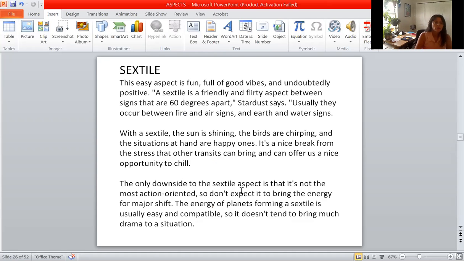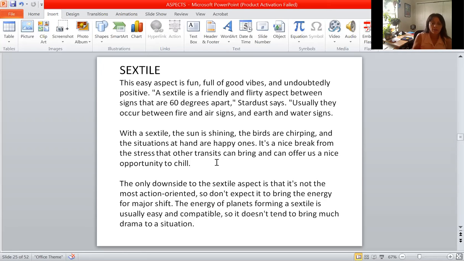All right, so sextile. It's a friendly, flirty aspect that's 60 degrees apart. Usually they occur between fire and air signs and earth and water signs. With the sextile, the sun is shining, the birds are chirping, a happy situation at hand. It's a nice break from other stressful transits and can bring us a nice opportunity to chill. The only downside to this aspect is that it's not very action oriented. So don't expect it to bring the energy of a major shift. It's just kind of a calm energy.